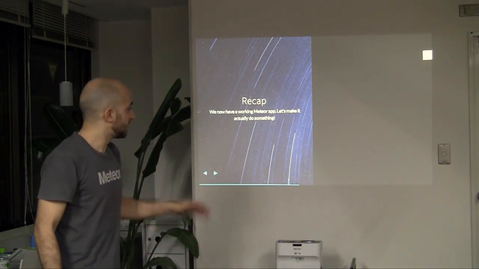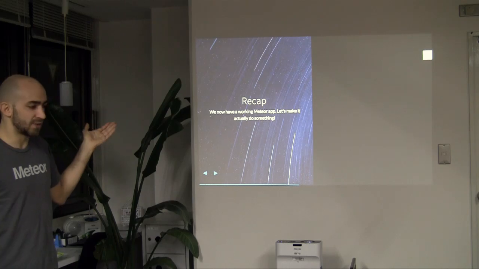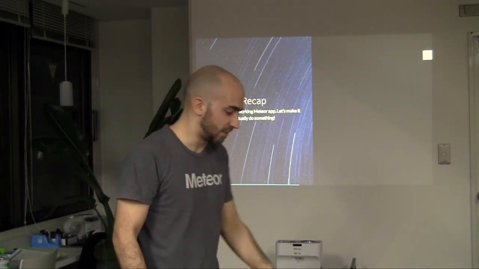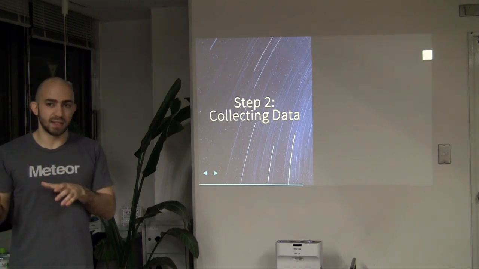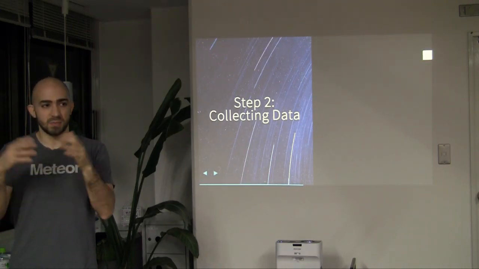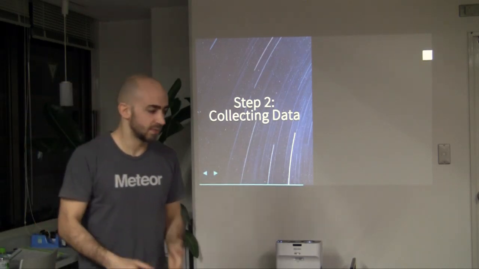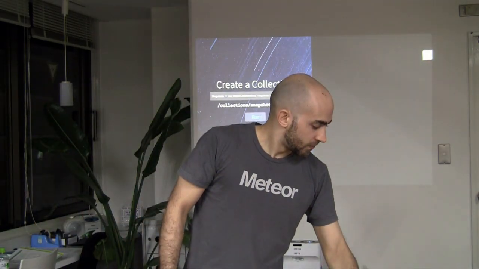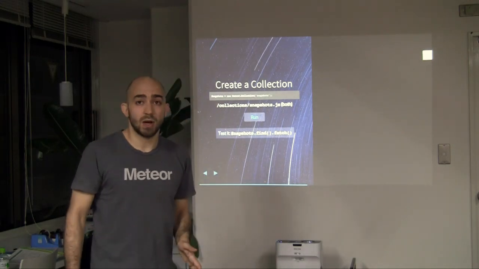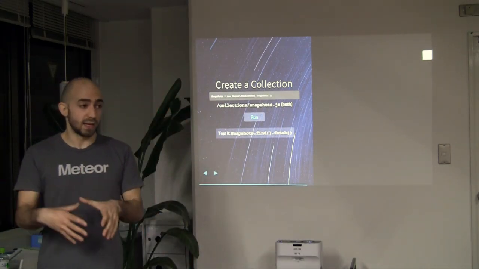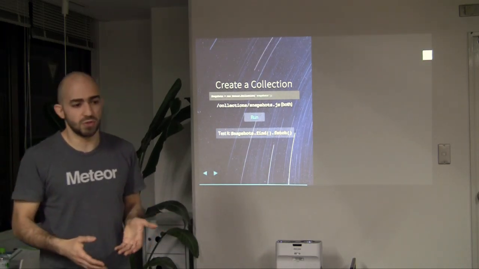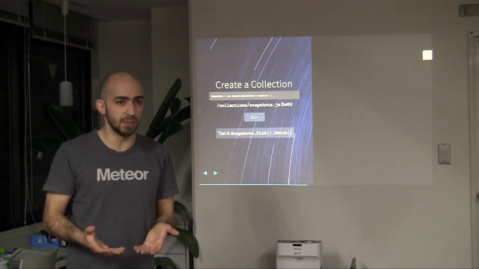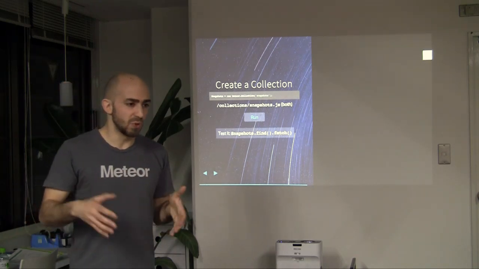So we have a working Meteor app, even though it's just a black screen, but now we can actually make it do something. The first step in our process is collecting the data. So querying Dribbble, getting some JSON, and putting it in our database for later use. In order to do this, we need to create a place where we can put that data, right? In Meteor, that's called a collection. If you're used to MySQL, for example, it's pretty much like a MySQL table. It's basically just a place where you put objects of similar type.